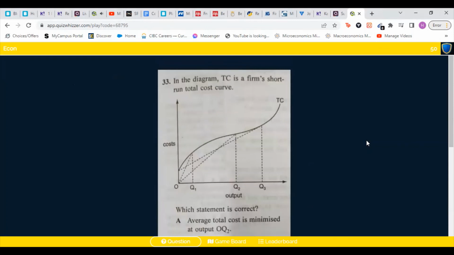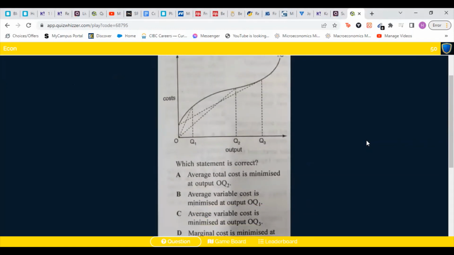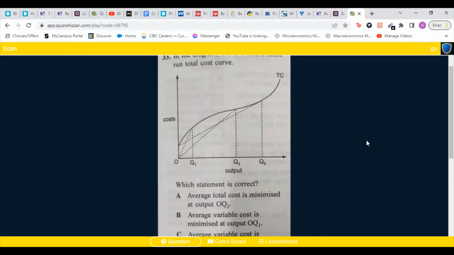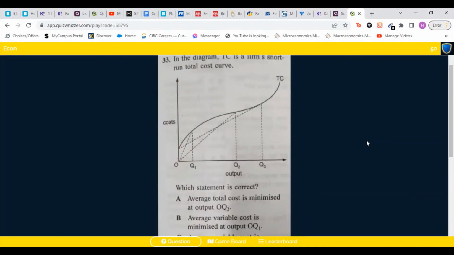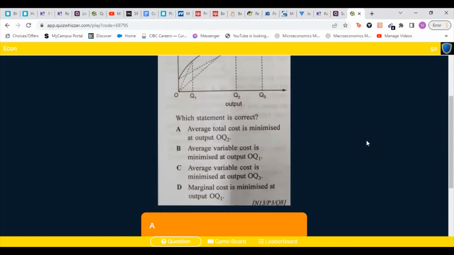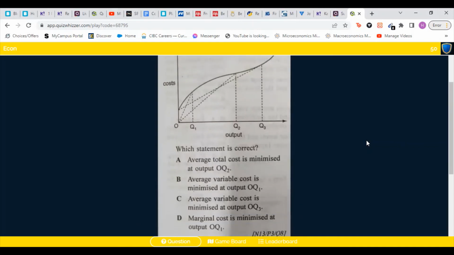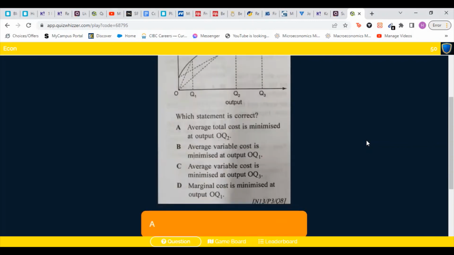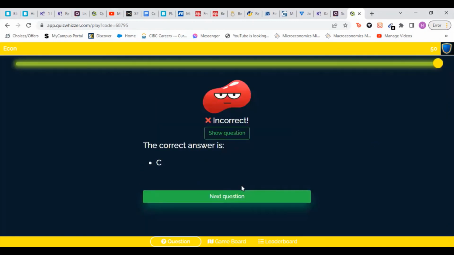In the diagram, TC is a firm's short run total cost curve. Which statement is correct? This one I have no idea. It's a hard one. I think total cost is minimized. I think it would be A, but I could be wrong. Oh, C. Okay.